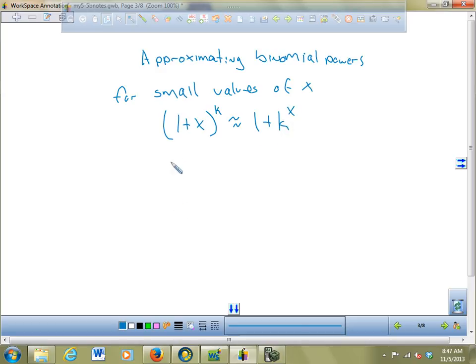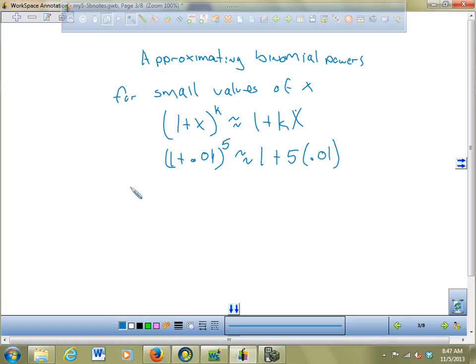For example, whoops, that's wrong, that should be an x, this should have looked like that. Okay? So, for example, if I want to find 1 plus 0.01 raised to the 5th power, that would be very close to 1 plus 5 times 0.01. Okay? So it would be very close to that. And that's just something that falls out of finding the equation of the tangent line and then plugging in a value.